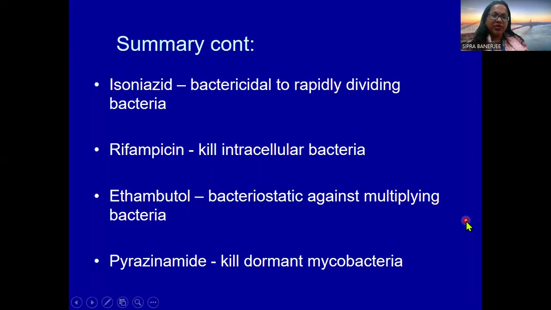In this way, we can summarize. Isoniazid is bactericidal to rapidly dividing bacteria. Then rifampicin kills intracellular bacteria. Then ethambutol is bacteriostatic against multiplying bacteria.